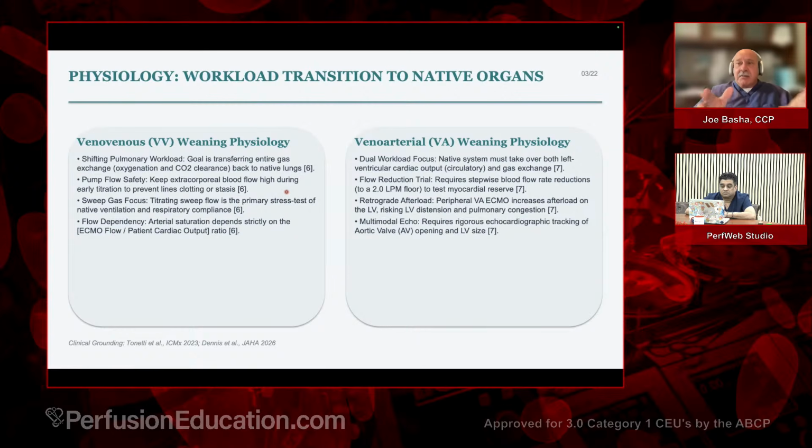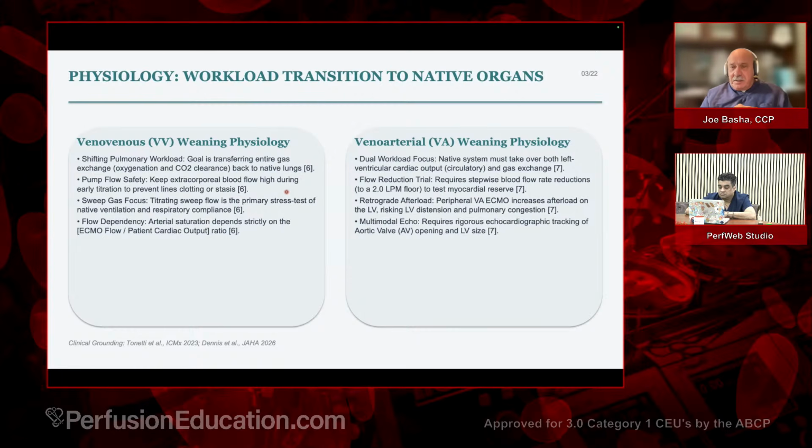So if you're at 0, there's no need to turn your flow to 1 liter, especially if you're doing a very low or even 500 cc's, anything below 2. You could leave it at 5 liters. If you have no gas flow at all, it doesn't matter. It's a shunt. But if you're doing low anticoagulation protocol or no anticoagulation protocol, you've got to be very careful. You don't want to thrombose your system. You titrate your sweep flow to primarily stress test for your native ventilation and respiratory compliance and flow dependency. Arterial saturation depends strictly on the ECMO flow, patient cardiac output ratio.